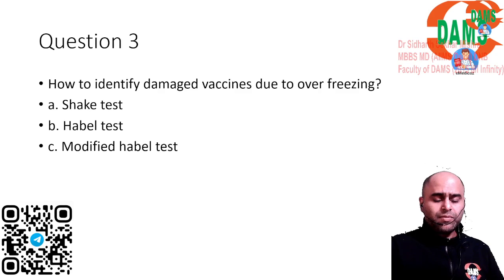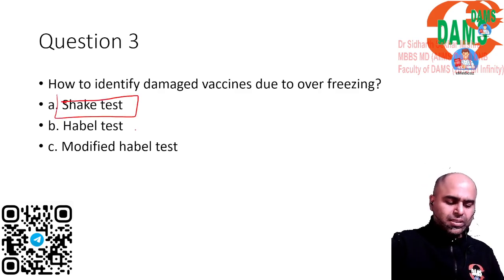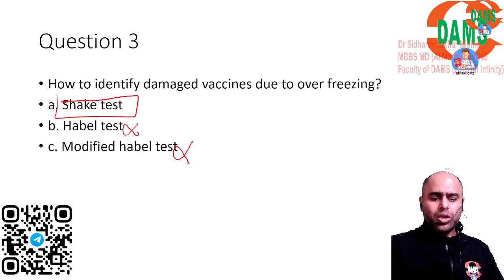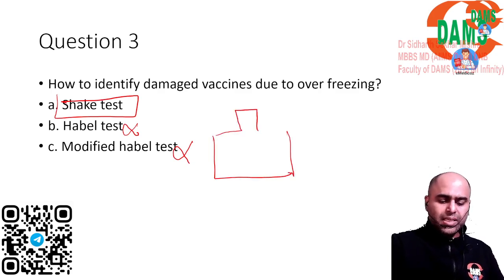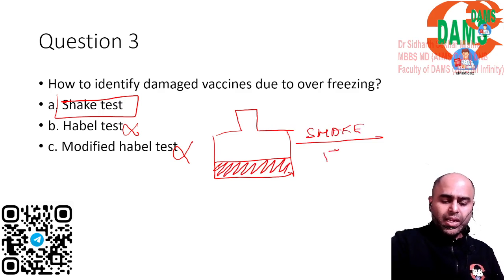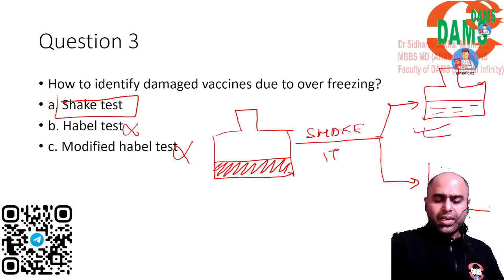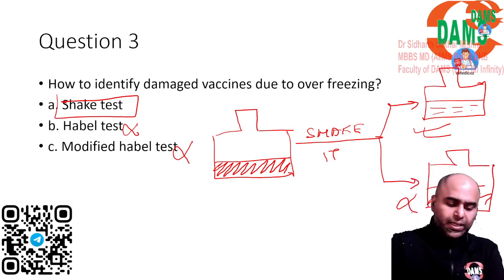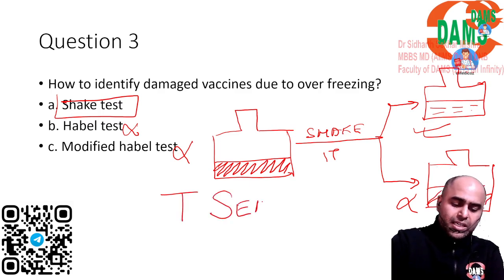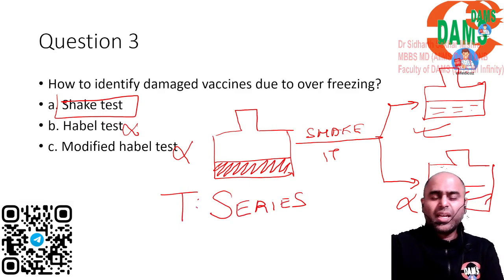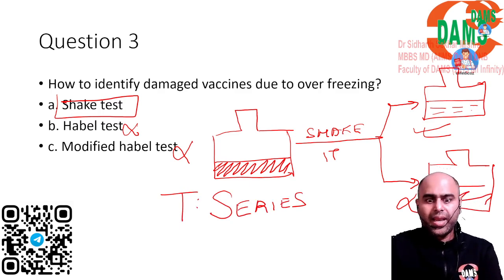How to identify damaged vaccine due to over freezing? Shake test. Hable test was a dummy option, modified Hable also a dummy option. Basically, if you see that in a vaccine the contents are settled at the bottom, you shake it. When you shake it, if it is equally distributed, then you are going to use the vaccine. If it settles down, then you will discard the vaccine. This is the shake test, applicable mainly for T series vaccines. So vaccines having T in their name should be subjected to the shake test.